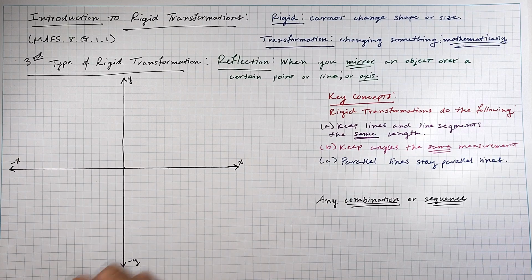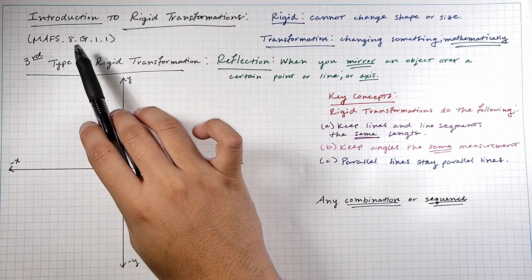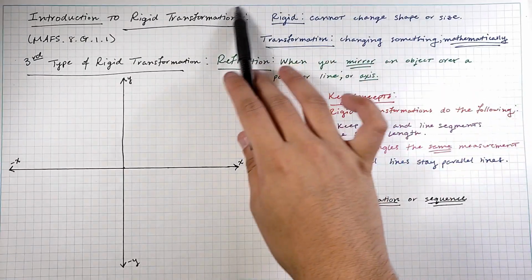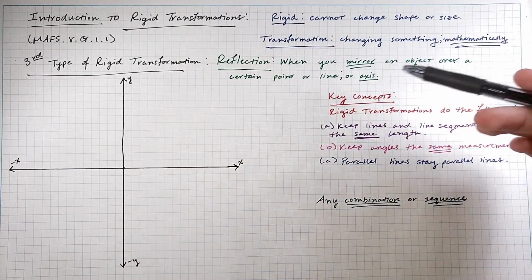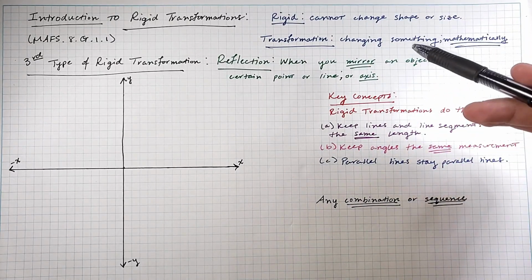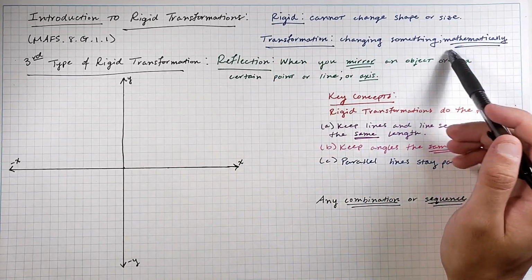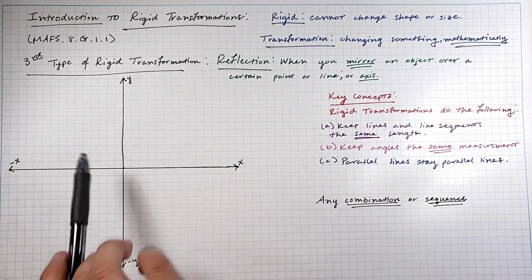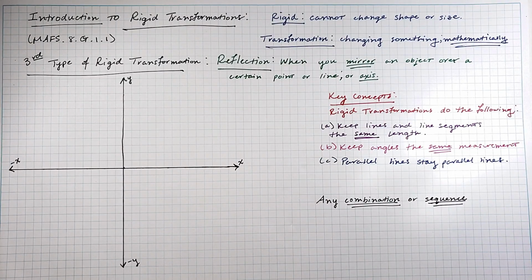All right, so this is going to be the next part of the introduction to rigid transformations. Same standard. Remember, we define rigidness. Rigid just means you can't change the shape or size. The shape or size is incapable of being changed because it's rigid. Transformation just means changing something, and in our case, of course, it's mathematical. We're mathematically rotating, changing coordinates, doing all that other stuff.